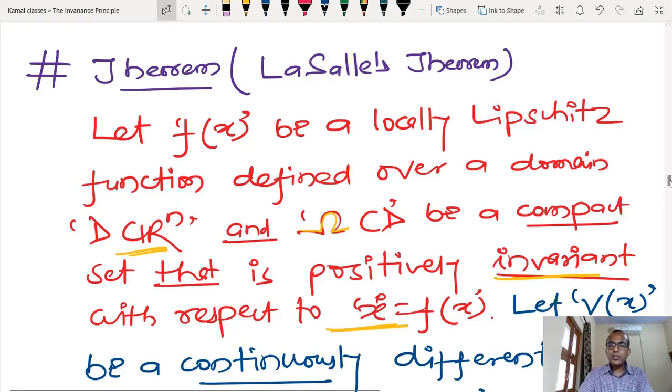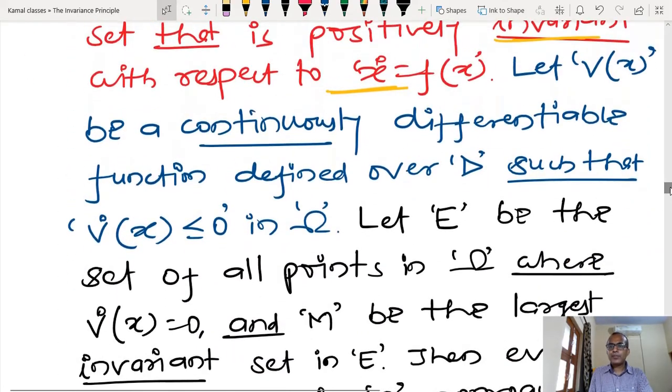Now suppose Vx is a continuously differentiable function over D. Please be careful here: I am saying Vx is continuously differentiable, but not that it is positive definite. Here I am relaxing one thing: I can take any kind of Vx, and I just have to make sure that V dot x is less than or equal to 0 in that particular compact domain. Whenever you apply LaSalle's invariance principle, you have to select a positively invariant compact set omega, but Vx might or might not be positive definite. After that, let E be the set of all points in omega where V dot x equals 0.